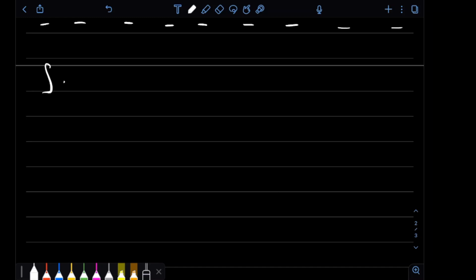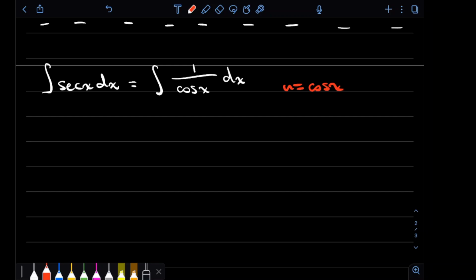So if we start with secant of x here, maybe most of you thought of doing something like this first if you ever came across this integral, which is you rewrite this as 1 over the cosine of x. Now you might see this and think, okay, maybe we can do some sort of u substitution. What if we do u equals cosine of x? But then from there, du equals negative sine of x dx, and that doesn't really do much.